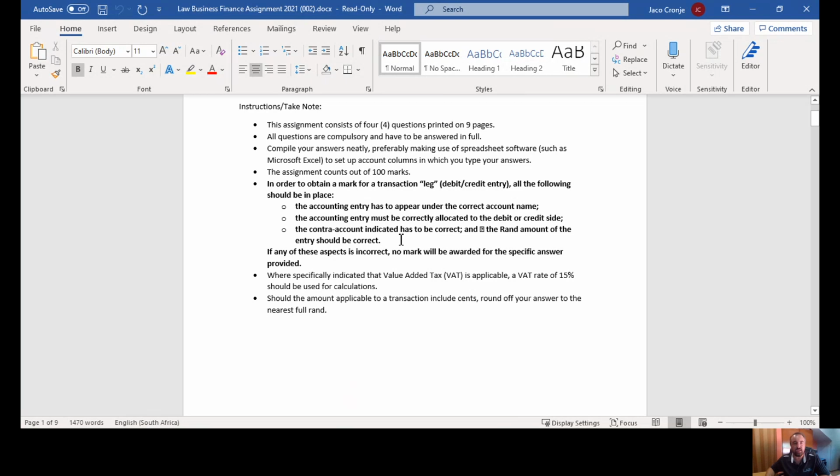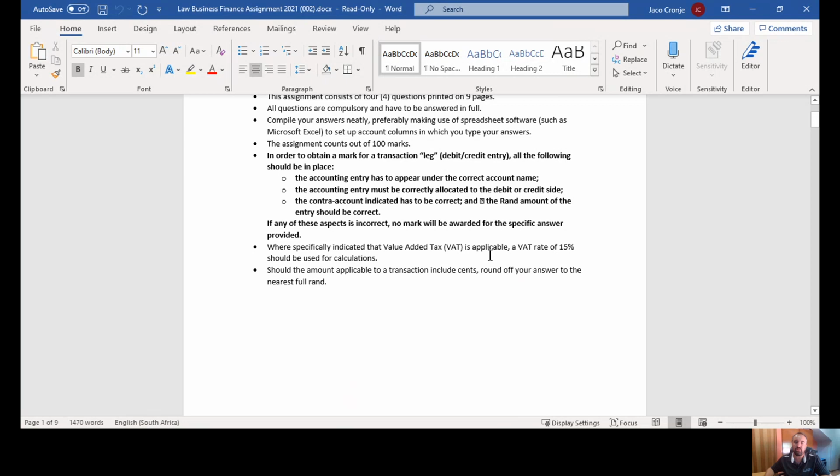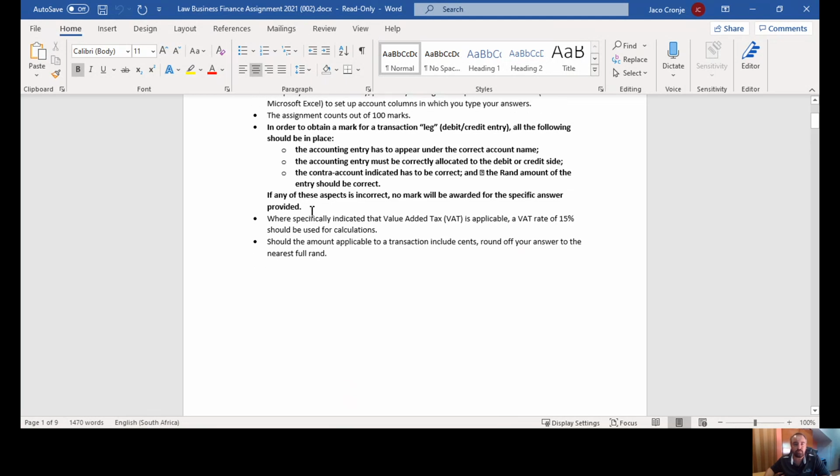When we did the ledgers, there was the section where you had to write the name of the account that you are posting to in this ledger, and it has to be like that. So this is not either or, this is all of these things. It has to be in the correct T account on the right side with the correct description and the correct rand amount to get 1 mark. If any of those things are missing, you are not going to get a mark for it. It emphasizes that if any of these aspects are incorrect, no mark will be awarded for the specific answer.